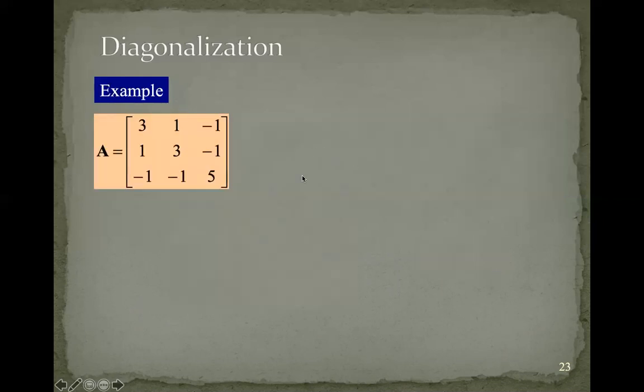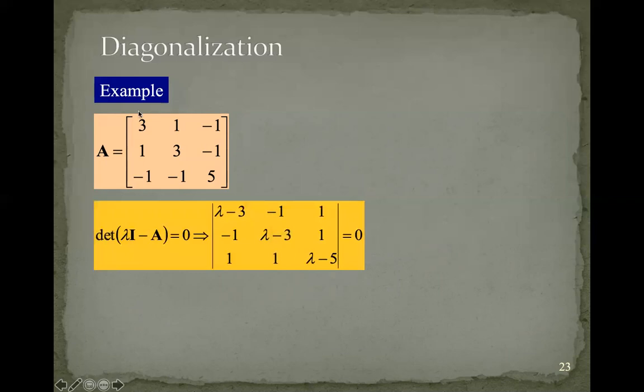All right, so let's look at this example. We have a 3 by 3 matrix. We want to find the eigenvalues. First step, we need to find the determinant of lambda I minus A, which equals 0.